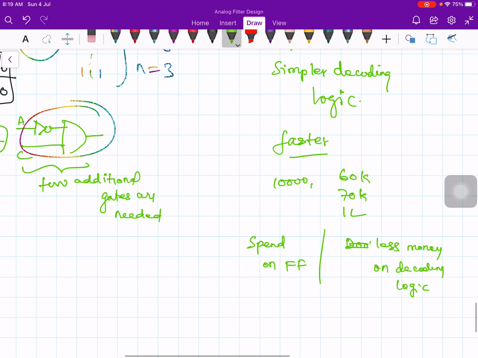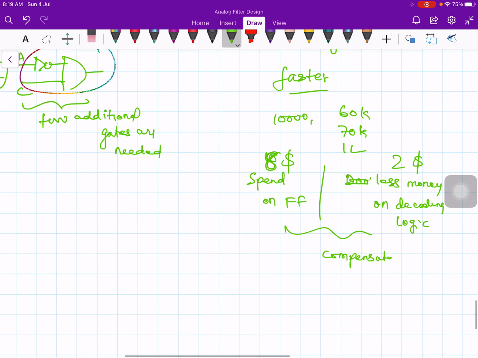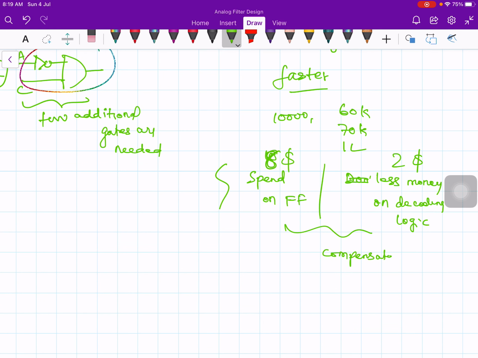At the end of the day, both are compensated. See, for example, if you spend $10, and here, let's say, you are spending $8 and here you are going to spend $2. This is for one shot.